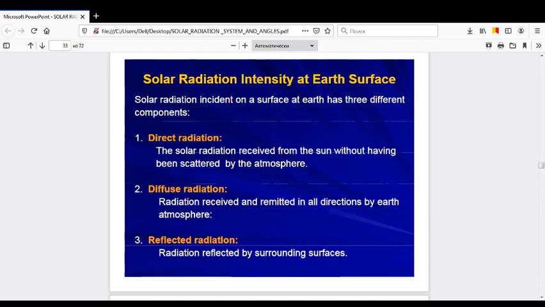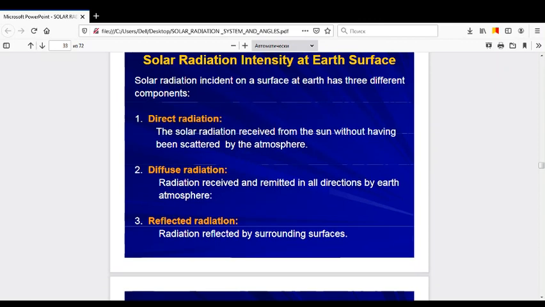Now solar radiation intensity at Earth's surface. The solar radiation incident on a surface at Earth has three different components. One is the direct radiation, second is the diffuse radiation, and third is the reflected radiation. Direct radiation is the solar radiation received from the sun without having been scattered by the atmosphere. Diffuse radiation is the radiation received after being scattered and emitted in all directions by the earth's atmosphere, and reflected radiation is the radiation reflected by surrounding surfaces.